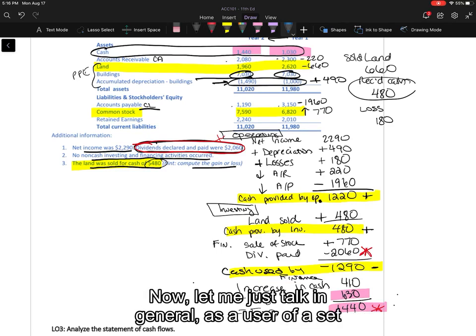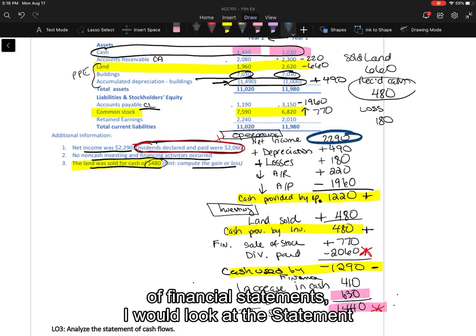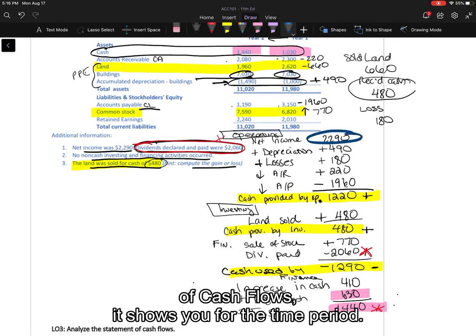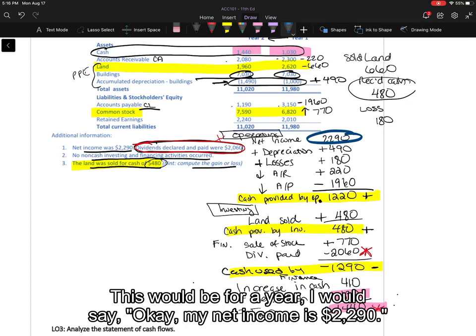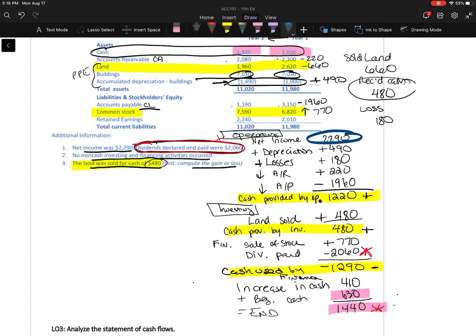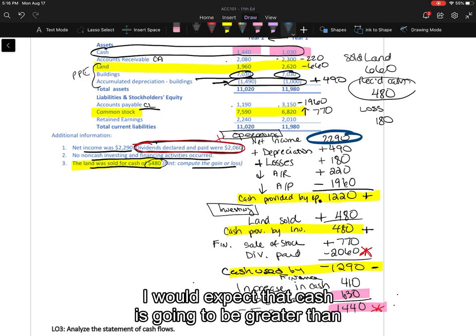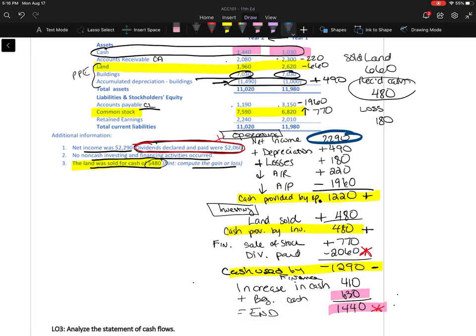Now, let me just talk in general. As a user of a set of financial statements, I would look at the statement of cash flows. It shows you for the time period. So this would be for a year. I would say, okay, my net income is $2,290. I would expect that cash is going to be greater than that, right?